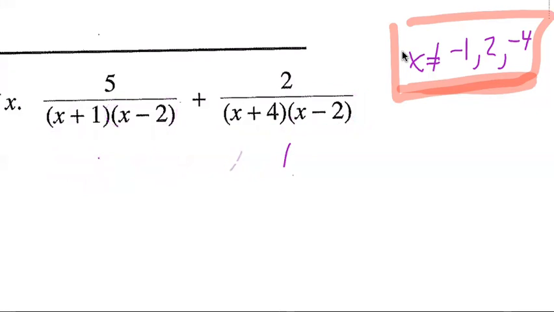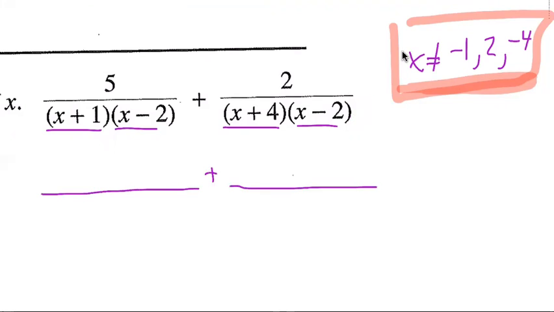Move on with the question. So our common denominator is already containing x minus 2. My left-hand side contains x plus 1. My right-hand side contains x plus 4. So I need to make my common denominator have 3 terms.